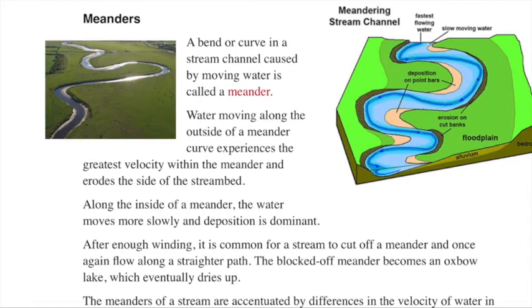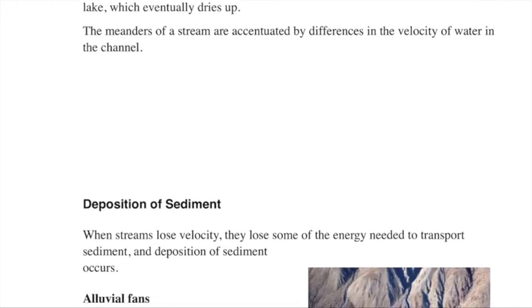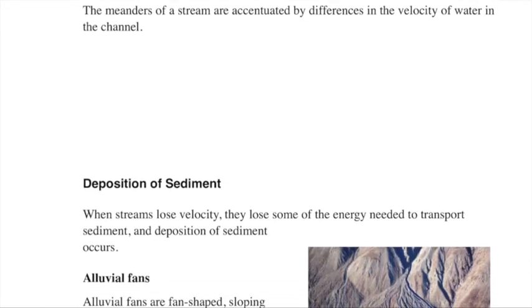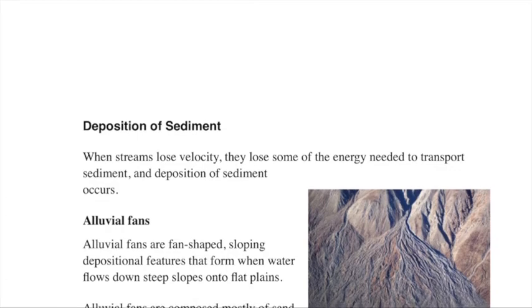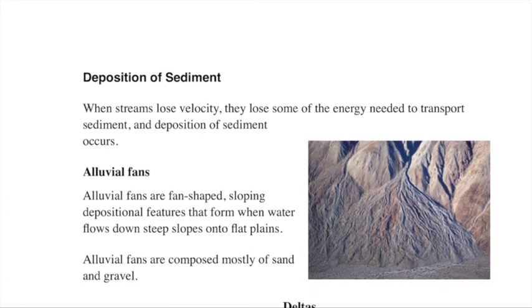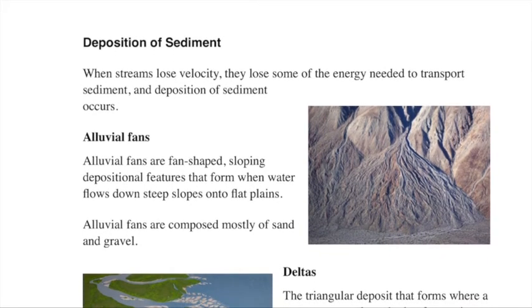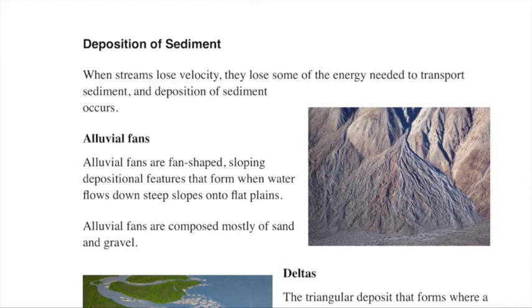So they are more distinctive, and sometimes a meander can go back and forth so much that it can actually cut itself off, and you end up with something called an oxbow lake. We'll look at that another time. When it loses all of its speed, it dumps its material.